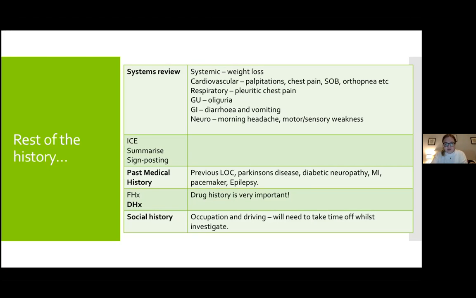One thing that I think actually will impress the examiners in this is if you ask about occupation and driving, and they say they work with heavy machinery, then it will be good that you're thinking ahead, and you might have to break the news or suggest to them that whilst they're having investigations for this, it might be wise that they stop work or they stop driving, for example.